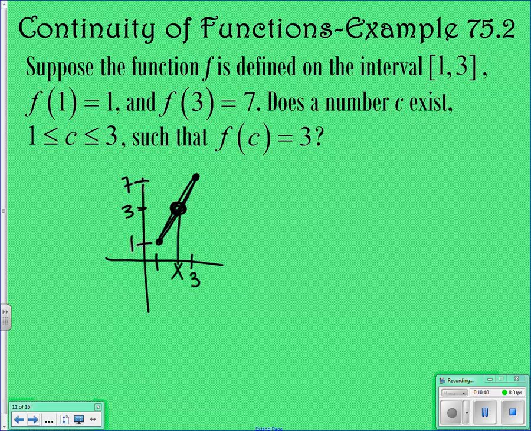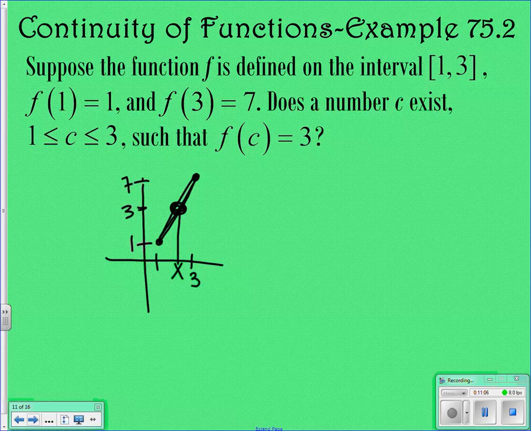However, did it ever say in the problem that we had a continuous function? No, it doesn't. So, does a number c exist? And the answer would be not necessarily. It's not a yes it does or a no it doesn't. It's not necessarily. And it's because they don't tell us that the function is continuous.